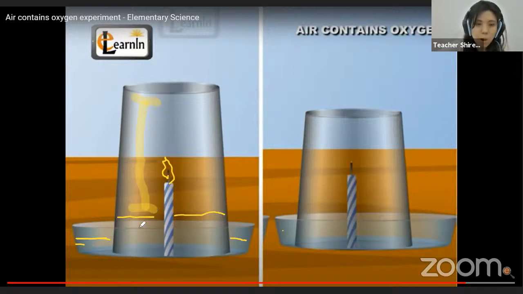In this experiment, why does the water go up? Because it proves that air occupies space, and we also prove that oxygen is 21% of the air. Understand? So this is the oxygen experiment.